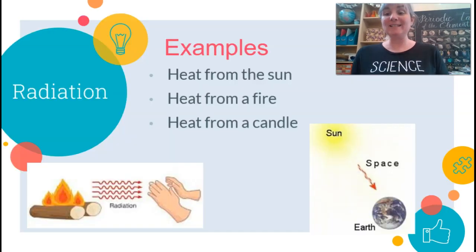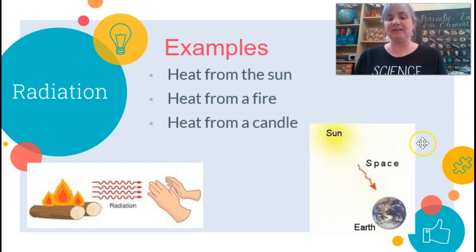The main example of radiation is the sun. The heat that we get from the sun travels through space and comes to Earth in the form of waves, radiation waves from the sun. So that's what keeps everything alive, right? The heat and the light that we get from the sun.